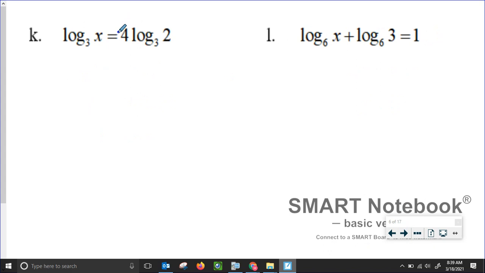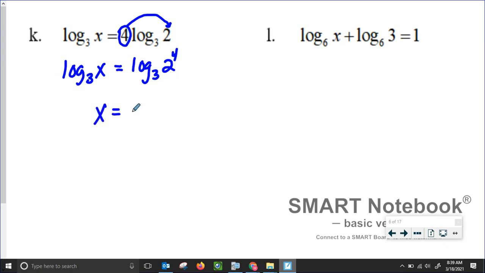Same concept here, but we do have to take this 4 out here first and move it up as an exponent. So we will have log base 3 of x is equal to log base 3 of 2 to the 4th power. Again, since log base b of x is equal to log base b of y, then x must equal y. And of course, 2 to the 4th power is 16.